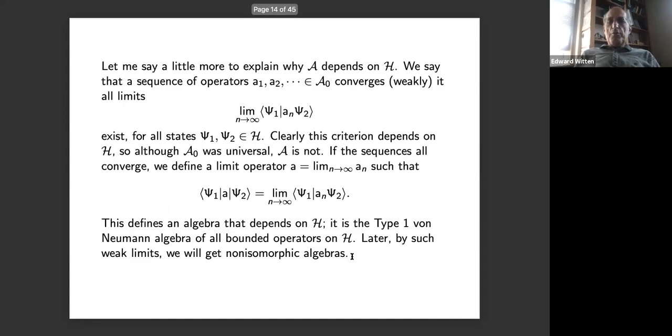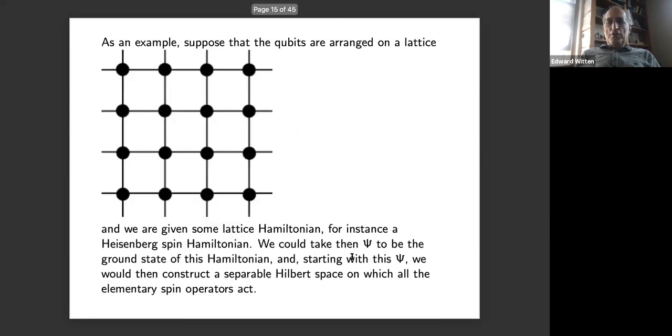Now, so far we were considering abstract infinite collections of qubits, so we could only describe relatively stupid states. But to make it more physical, we could arrange our countable set of qubits on a lattice, like the two-dimensional lattice in this picture, and we might have a lattice Hamiltonian. For example, Heisenberg spin Hamiltonian. Then we could take psi to be the ground state of the Hamiltonian.